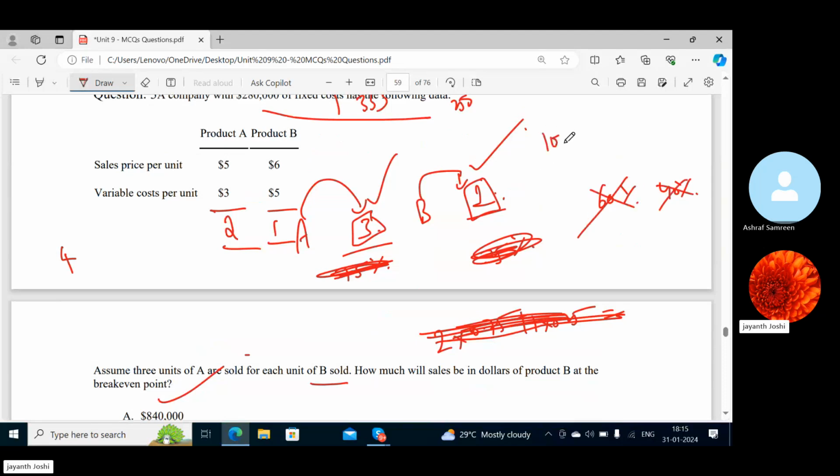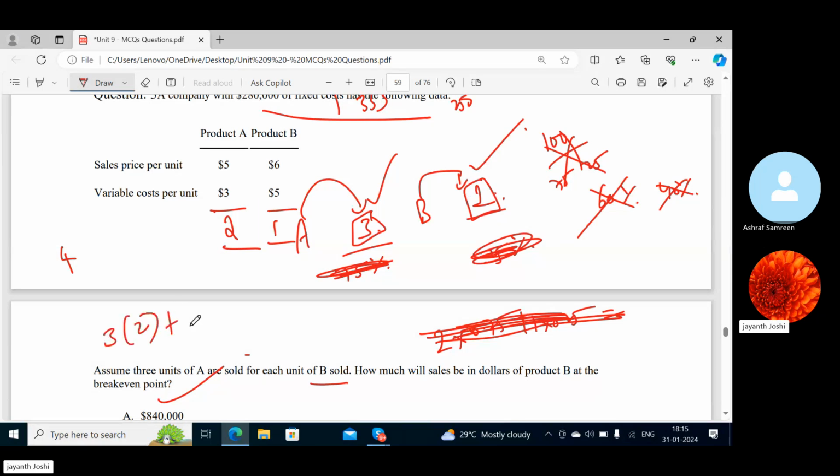See, if 100 units are sold, then we can try to get an answer out of this, right? Then we can say that 25 of B will be sold and 75 of A, but we don't know the total volume of sales. So how can we find out the weighted average unit contribution margin? We can't. So we'll find out the contribution margin based upon the number of units that they are selling, not with the proportion.